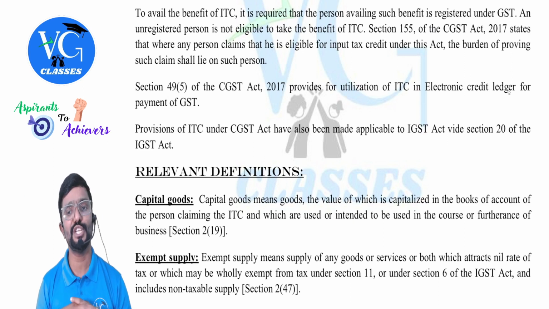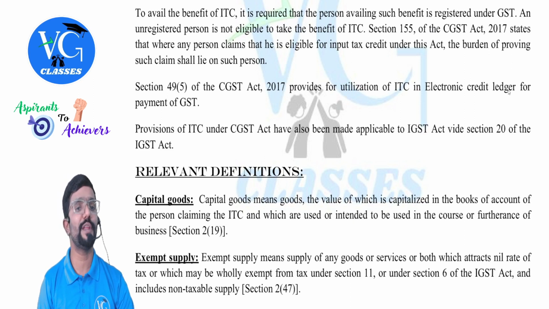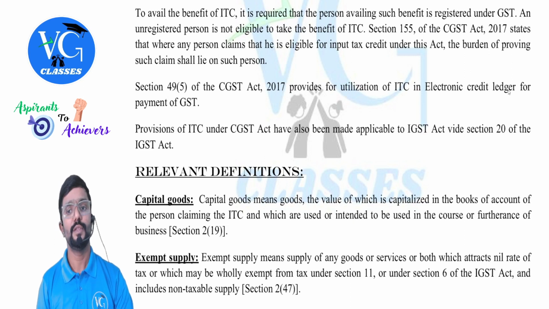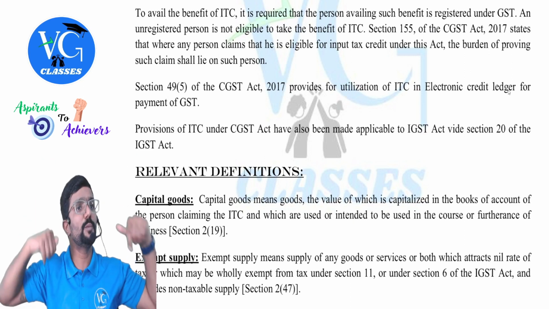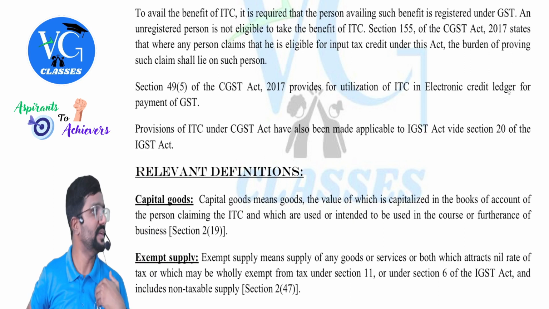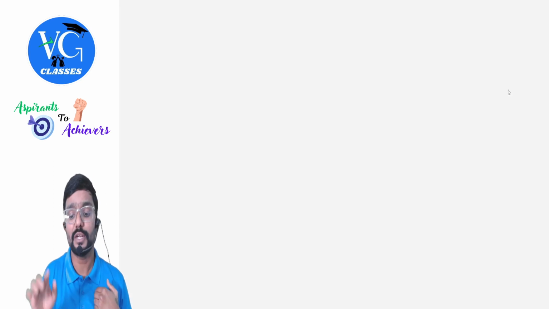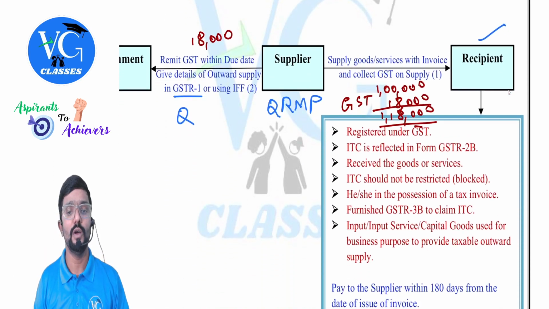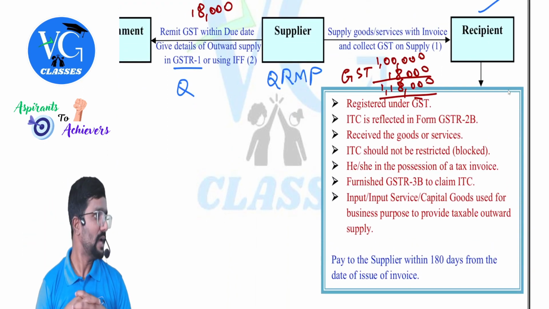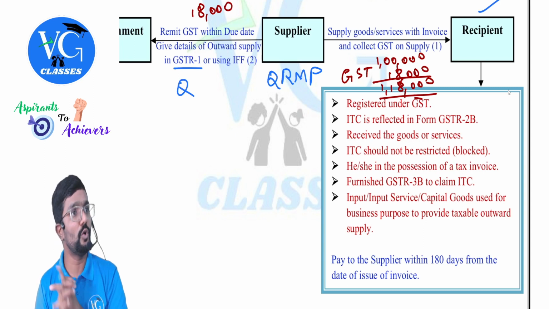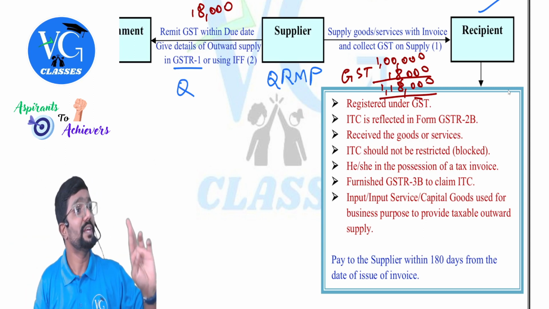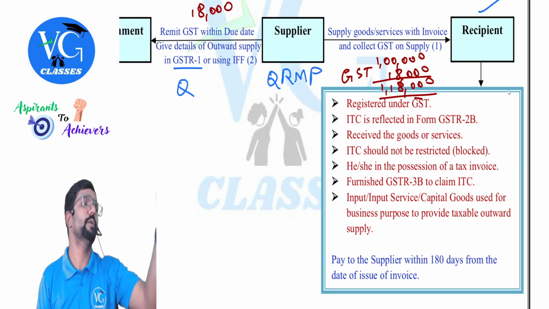Section 155 of the CGST Act 2017 states that where any person claims that he is eligible for input tax credit under this Act, the burden of proving such claim shall lie with whom, guys? Such person. For example, if I am telling I am eligible to claim 10,000 credit, who should prove it? Who has the onus to prove it? Me. I should prove I have satisfied all these conditions, guys. Sir, is it necessary to go to the department and prove every time? No, no. If a question arises, I should be ready to prove it.